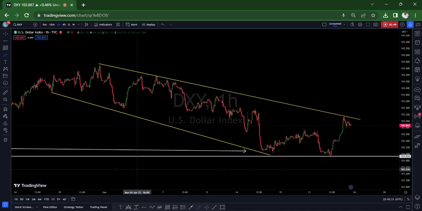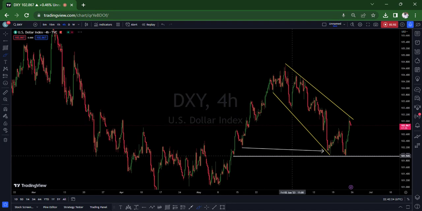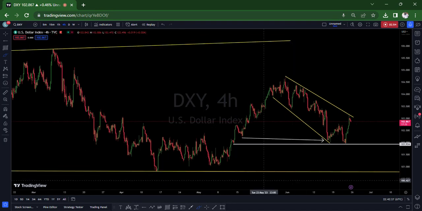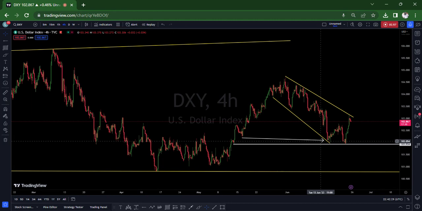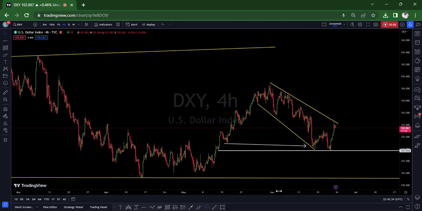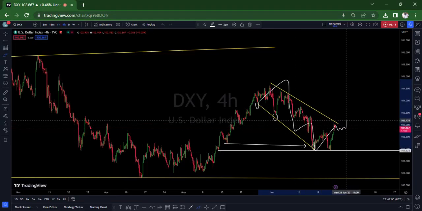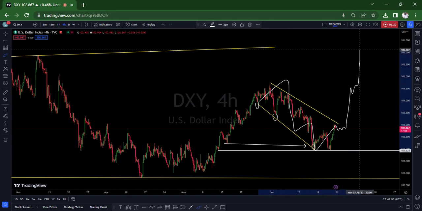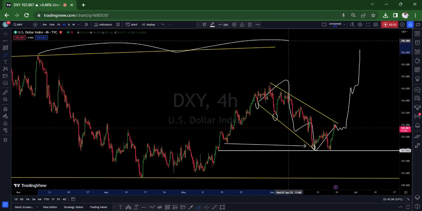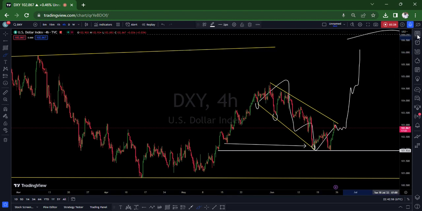This is the 4 hour. It actually broke this low, and this is where it made this turning point after it formed its three touch here. You can see it has made the three touch here. So now we'll be looking for a continuation for the buy to fill up this area here. So that is for DXY.